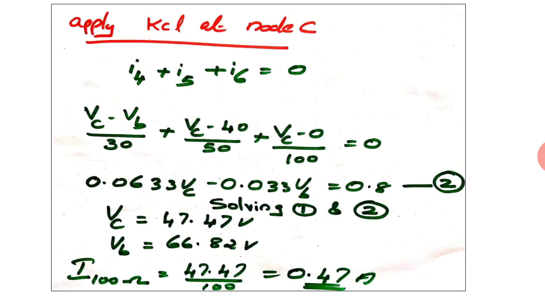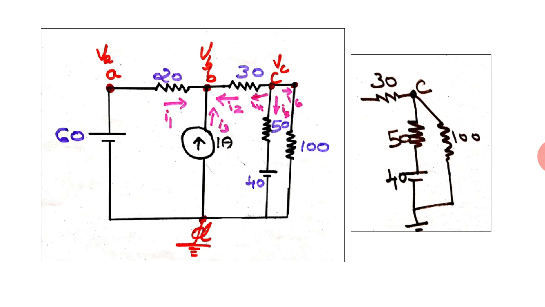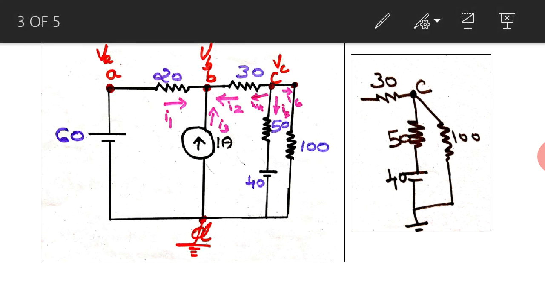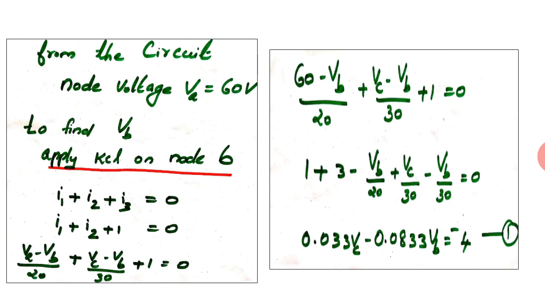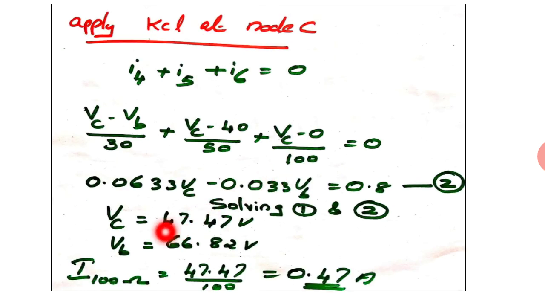Once you obtain VC and VB, what is the question? The question asked is the current through the 100 ohm resistor. What is the current through the 100 ohm resistor? It is I6. What is I6? I6 is VC minus VD by 100, or VC by 100. What is VC? VC is 47.47. So 47.47 by 100 is equal to 0.447. That is the current through the 100 ohm resistor.